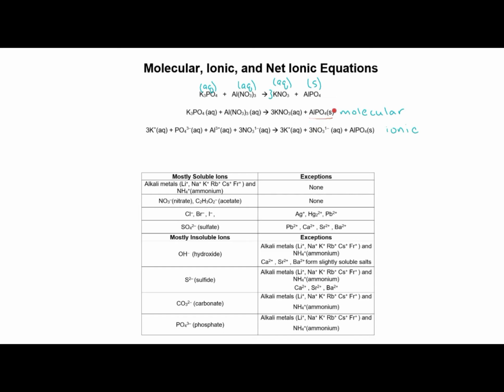Now my aluminum phosphate is insoluble. It is a solid, so it remains the same. It's still insoluble. It does not break apart into cation and anion.